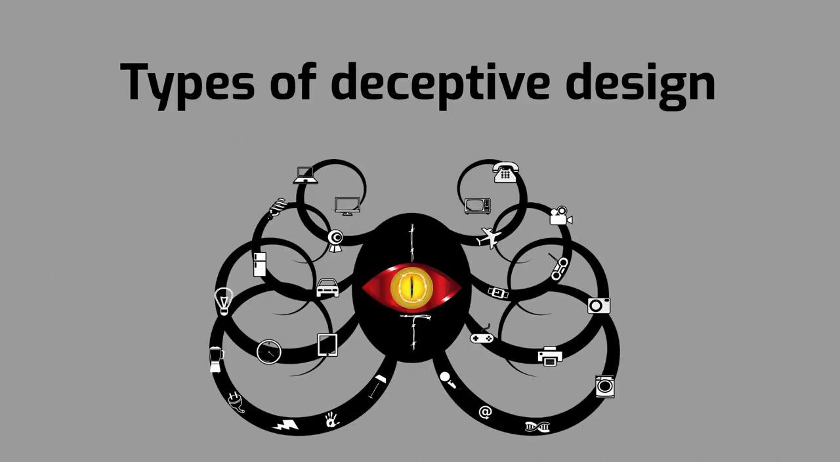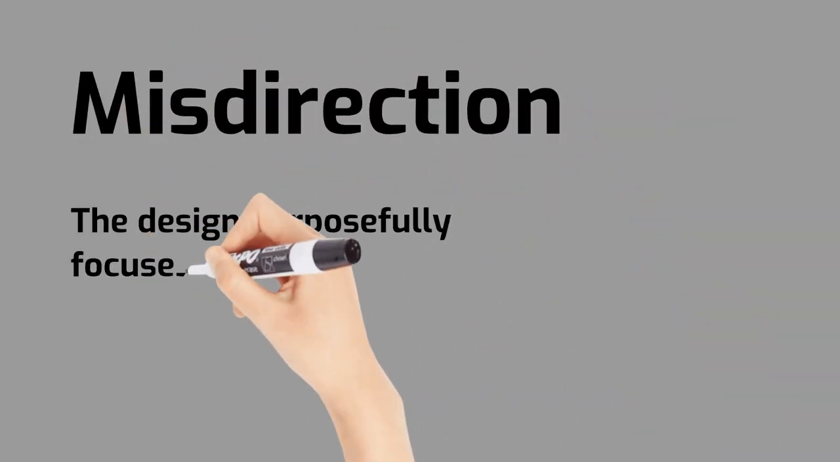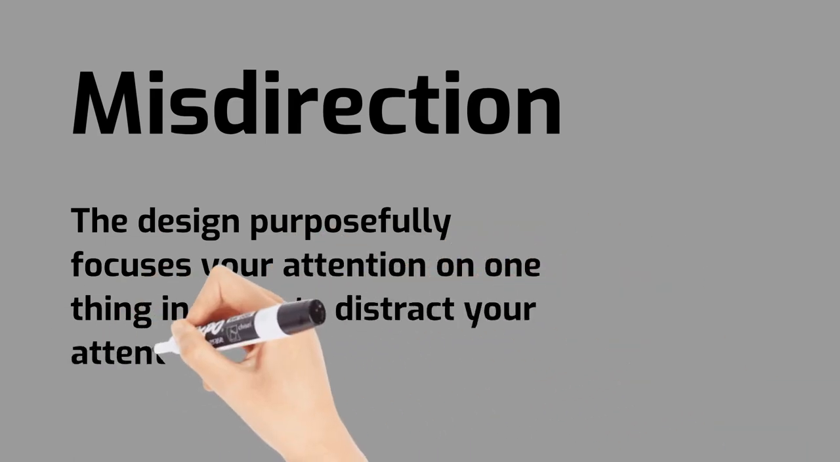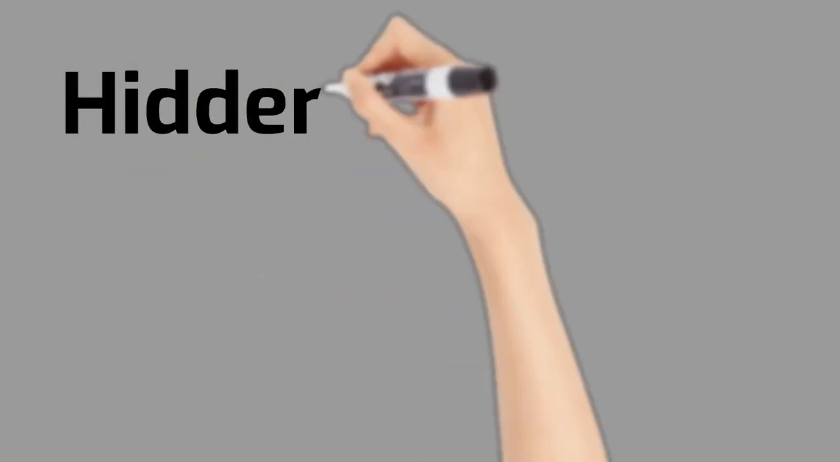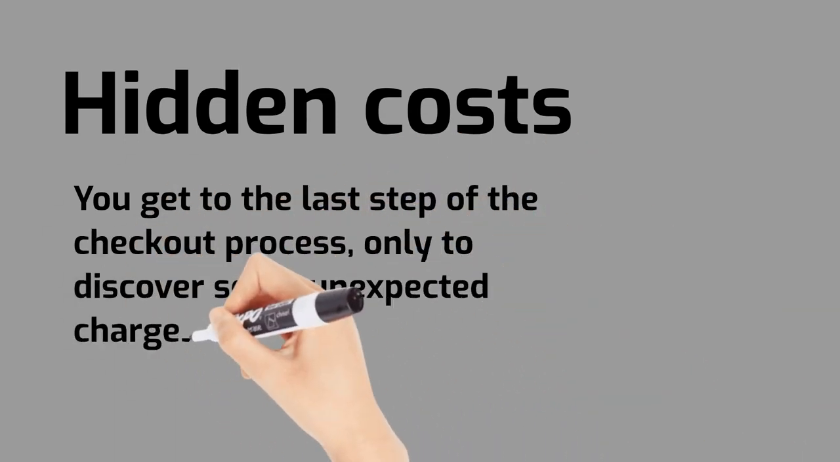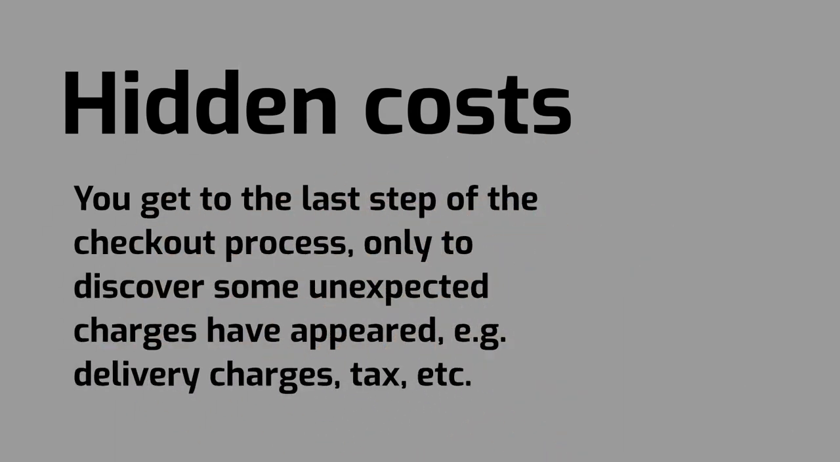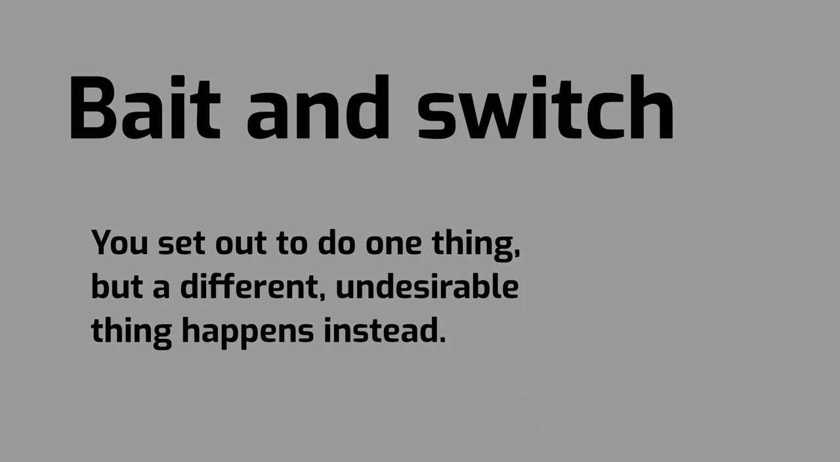Types of deceptive design. There are so many, but something you probably know is misdirection. The design purposefully focuses your attention on one thing in order to distract your attention from another. Hidden costs. You get to the last step of the checkout process only to discover some unexpected charges have appeared. Example, delivery charges, tax, etc. Bait and switch. You set out to do one thing, but a different, undesirable thing happens instead.